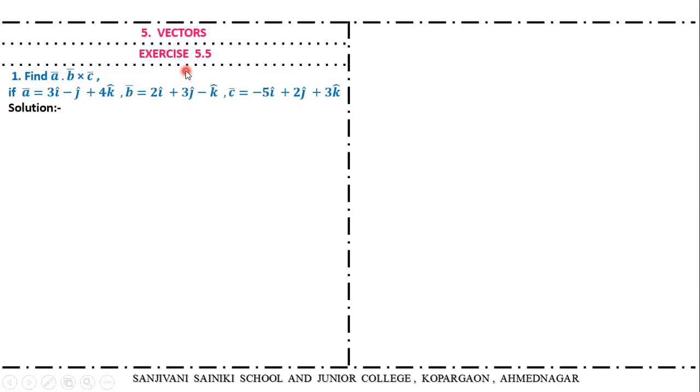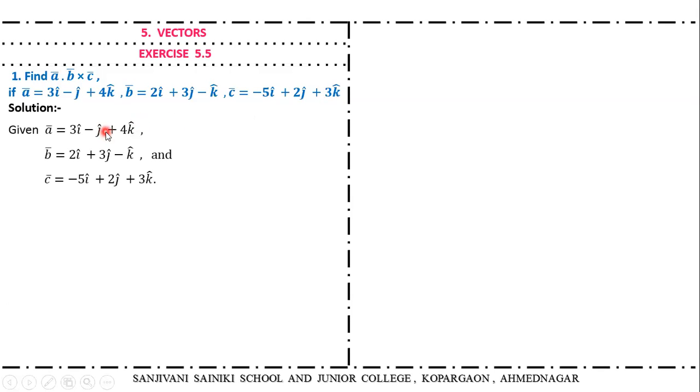5.5. The first example is: find a̅ · (b̅ × c̅) if a̅ = 3i^ − j^ + 4k^, b̅ = 2i^ + 3j^ − k^, and c̅ = −5i^ + 2j^ + 3k^.